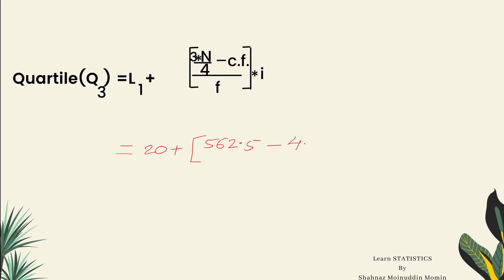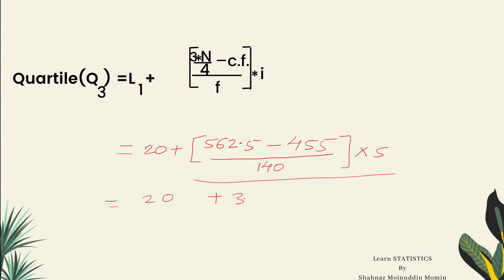minus previous class cumulative frequencies. We have seen 555, and the frequency of the third quartile class is 140, into class interval, which is again here 5. After calculating this term, we will get 3.8392. Hence, 20 plus 3.8392 is 23.8392. This is the value of Q3.